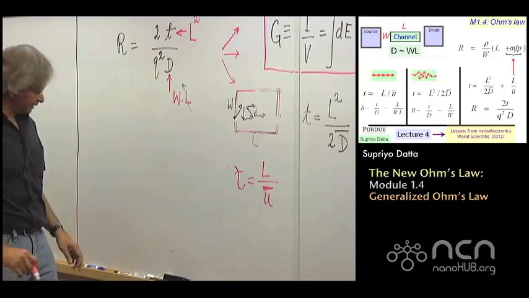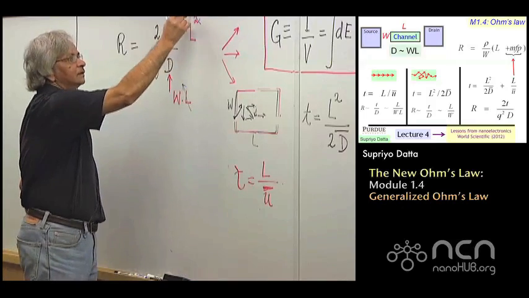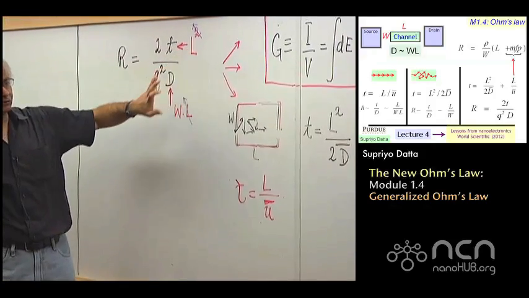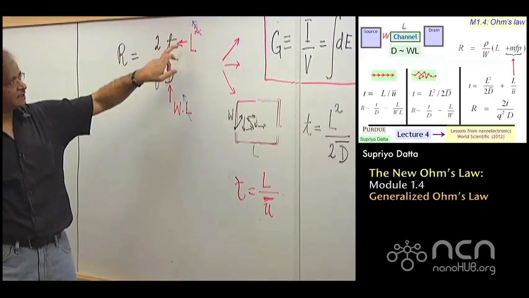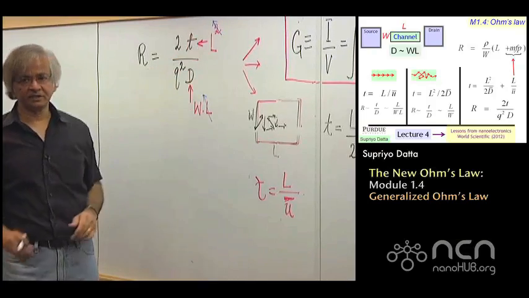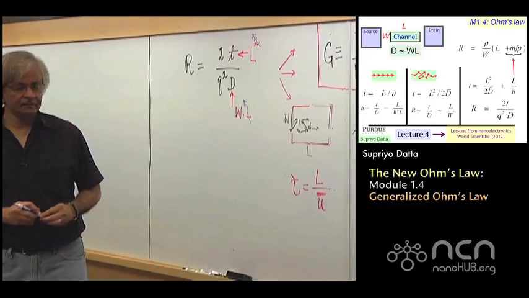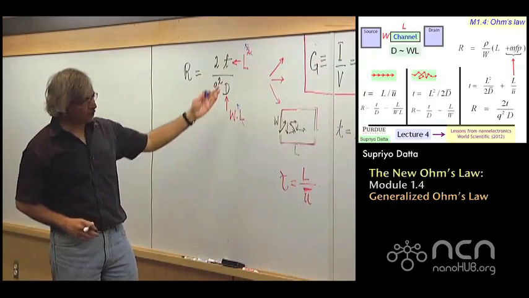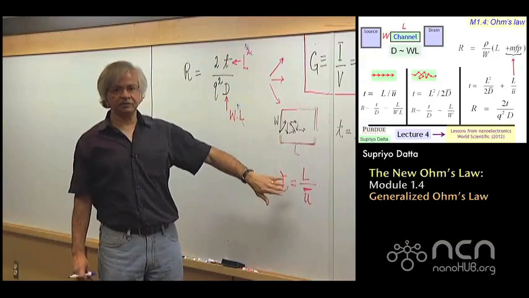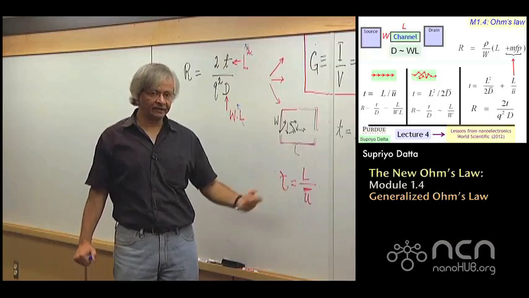And so one of the L's here cancels one, but the overall resistance then goes as L over W. Because this goes as L squared, this is proportional to L. The overall thing goes as L over W, and that's exactly Ohm's law. See? And so from this point of view, that's how you would understand it. The difference between the ballistic regime and the diffusive regime is simply this dependence on length.